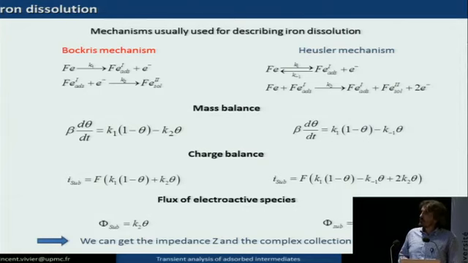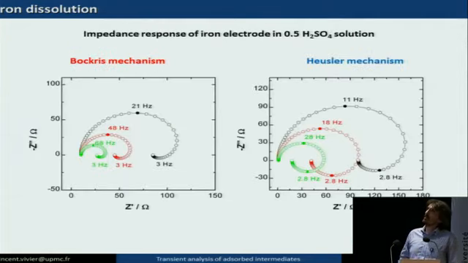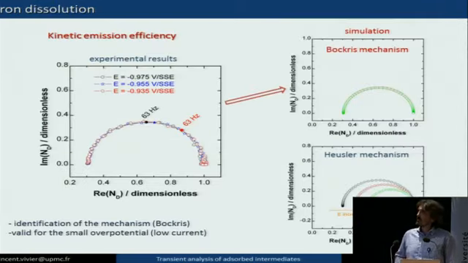So if we want to simulate the impedance diagram, we can find something good for the Bockris mechanism and for the Oechsler mechanism. So it's not so easy to discriminate which one is the good one, whether the Bockris mechanism or the Oechsler mechanism is the right one. Because in both cases, if I increase the potential, I decrease the amplitude of the diagram, I have a small shift of the characteristic frequency, and each time I have a capacitive loop and an inductive loop. So from this diagram, it's not so easy.